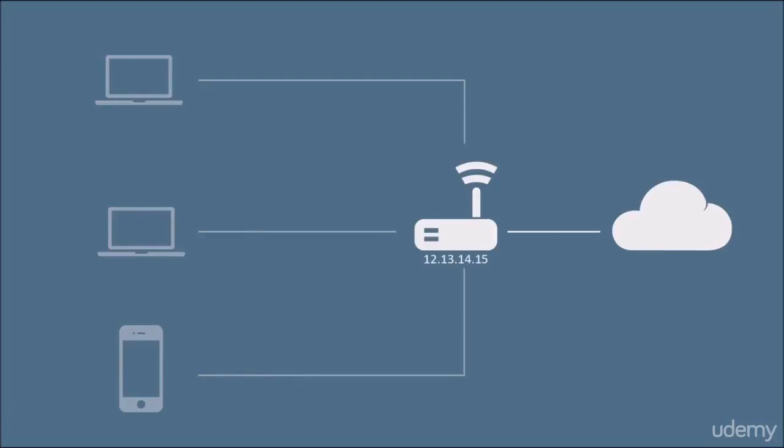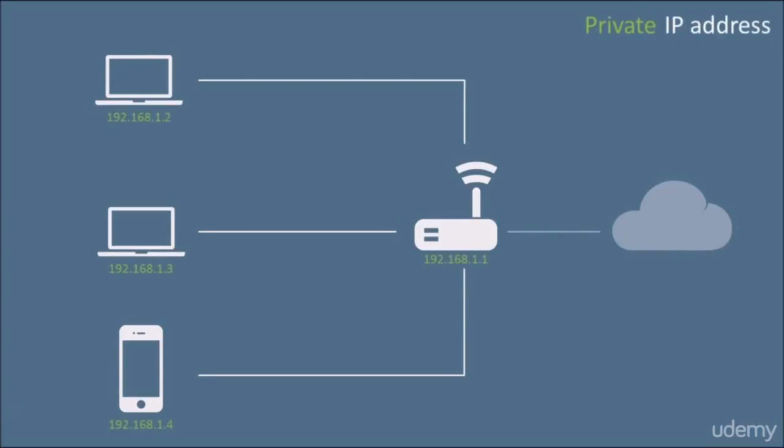So in this case, we have 12.13.14.15 assigned to the home router. This is a public IP address that, theoretically, anyone on the internet can send packets to. Our laptops and smartphone also get their own IP address, but instead of getting one of those 4.2 billion public IP addresses, they get a private IP address. That private IP address is assigned to them by the home router and is not accessible from the internet.